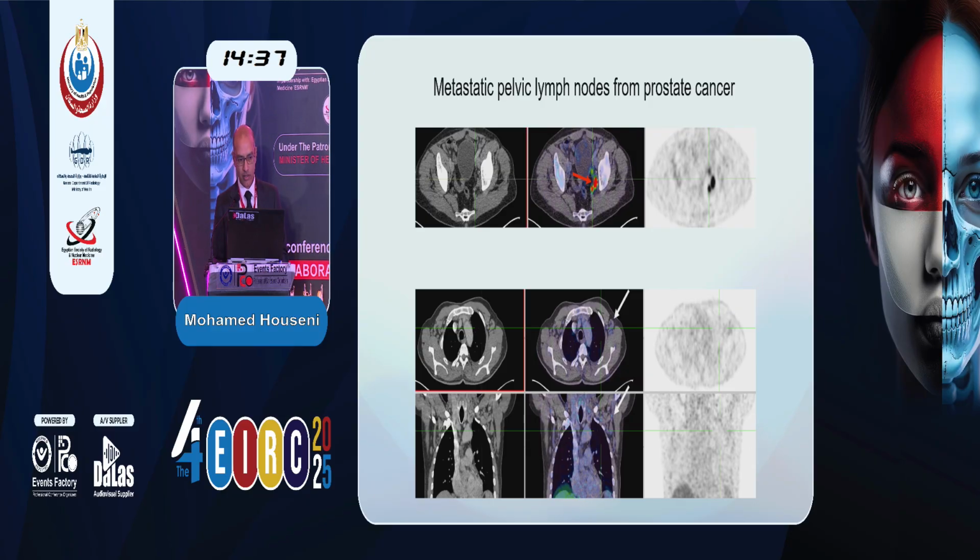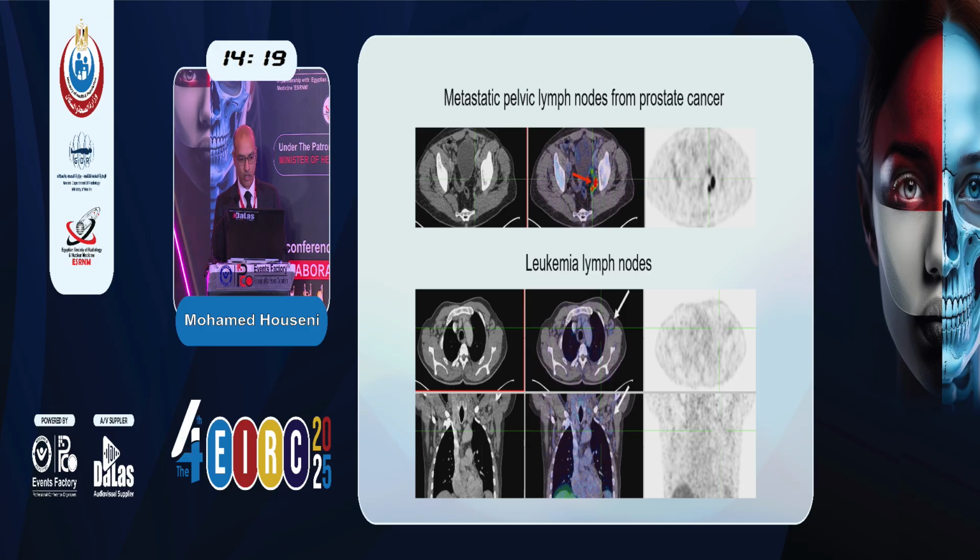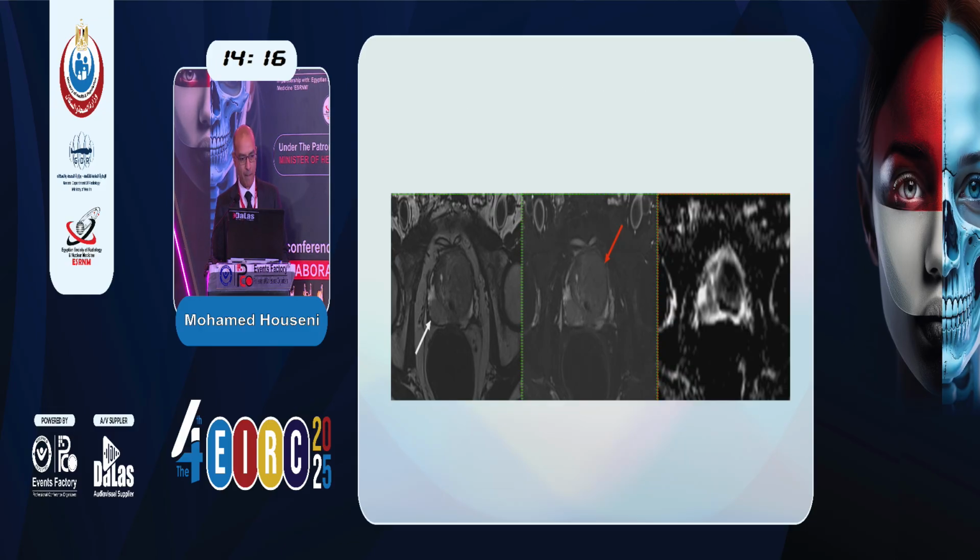And in another case, metastatic pelvic lymph nodes from the prostate cancer, left iliac lymph nodes, and in the same patient, we detected pathologic lymph nodes in the axilla, which are not active on the PSMA, and those lymph nodes turned out to be leukemia. So we can differentiate between the PSMA metastatic lymph nodes and other malignancies.